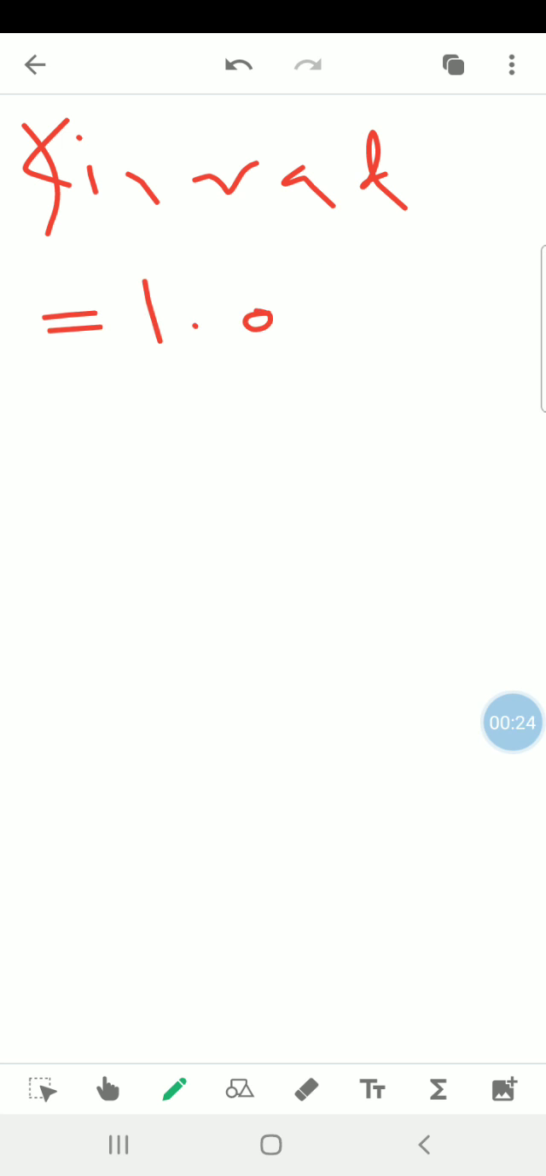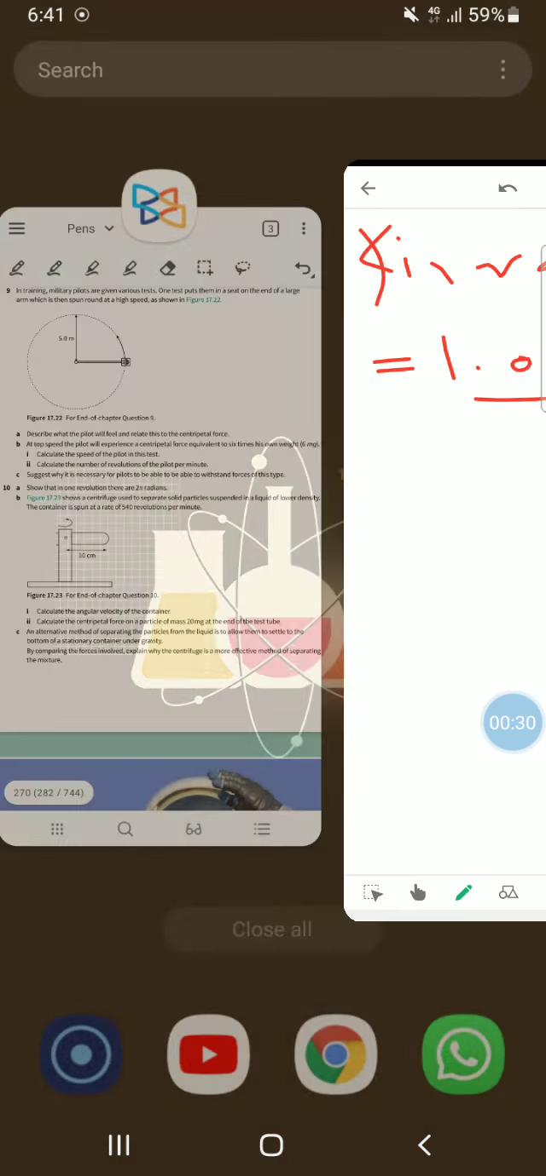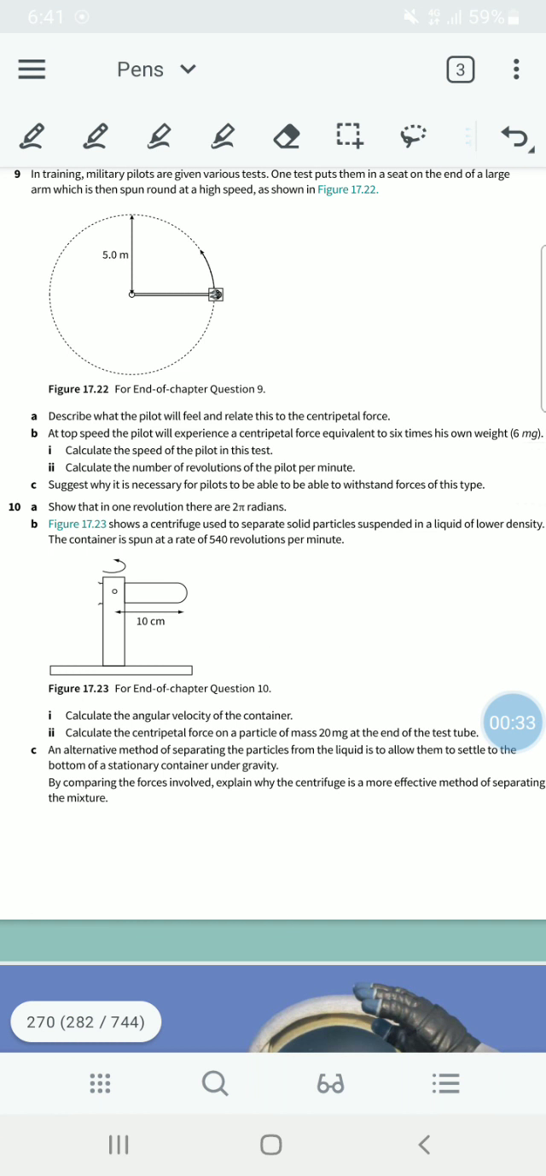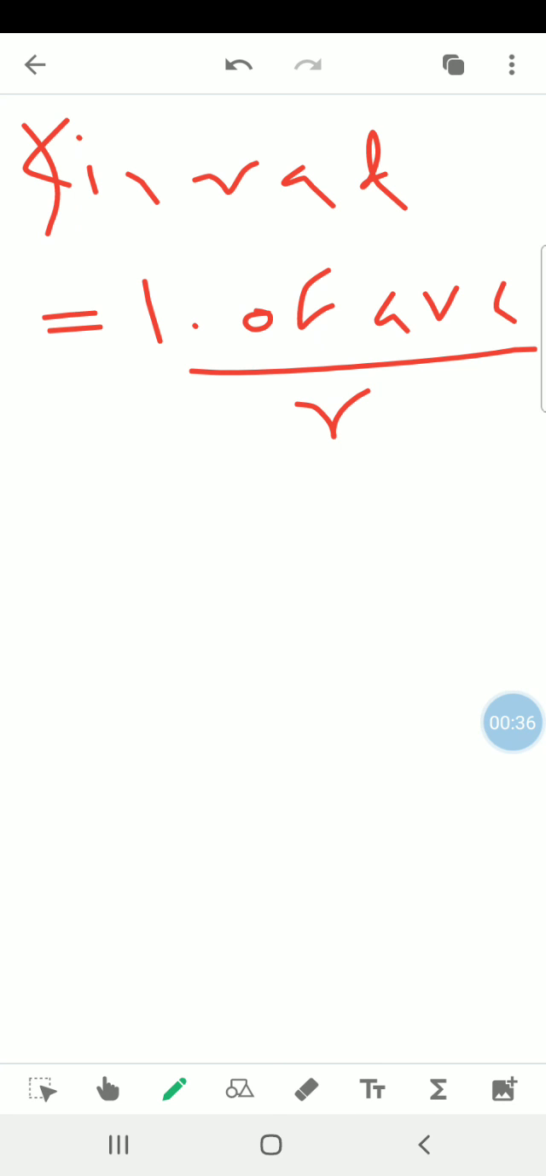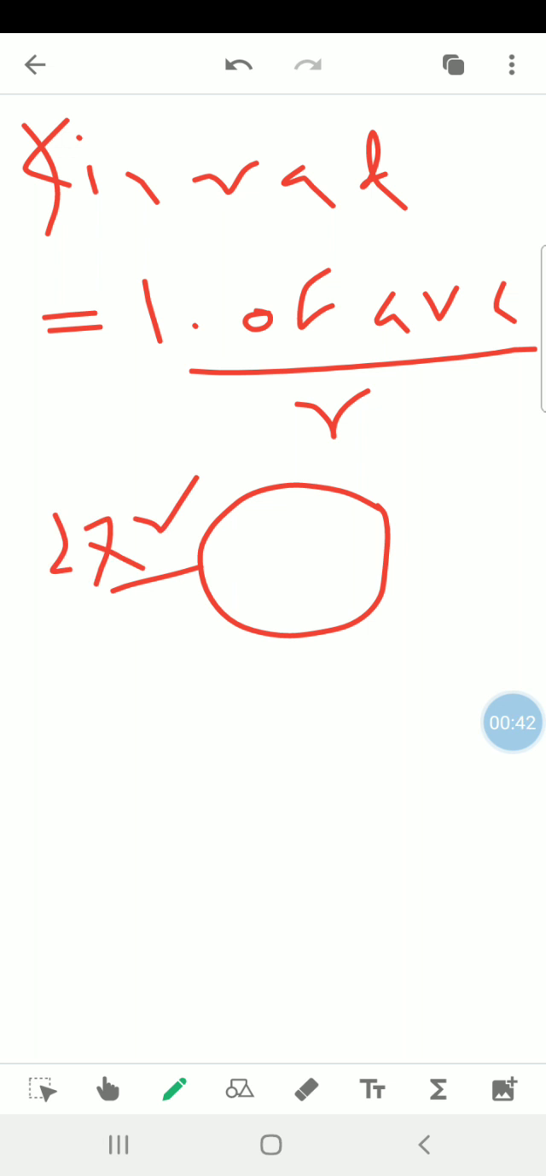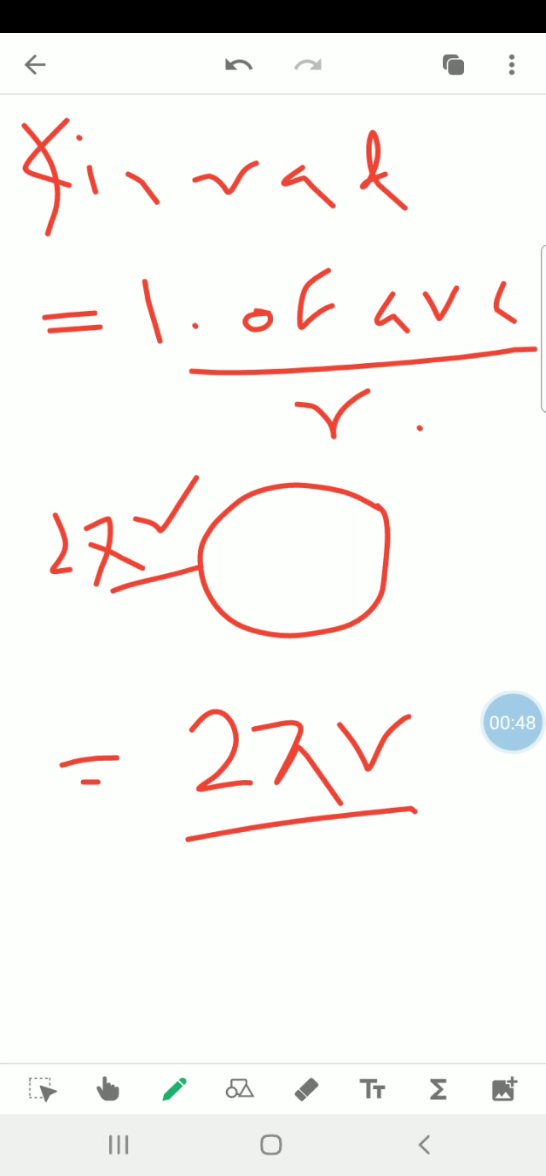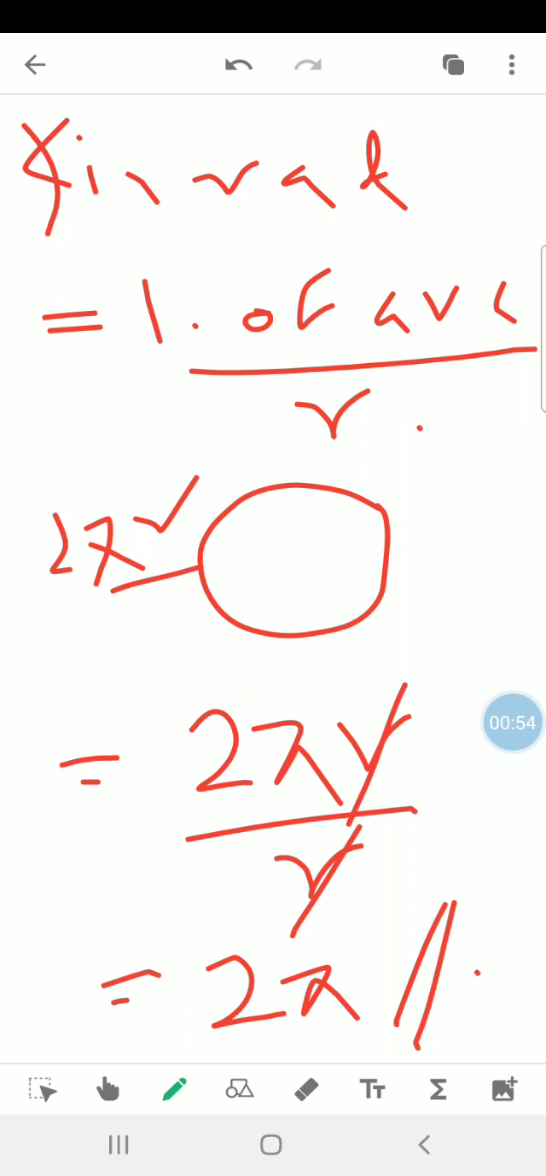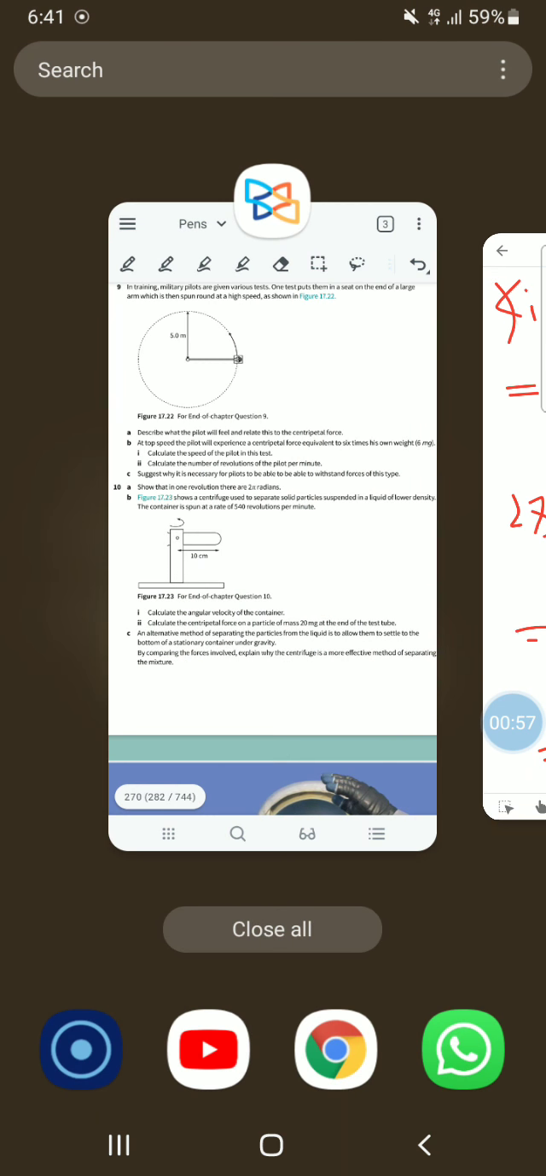Angle in radians is equal to length of arc divided by radius. Now they are asking us to show that in one revolution there are 2 pi radians. One whole revolution means the arc length is 2 pi r, right? So the angle is 2 pi r divided by r. Then r and r get cancelled out, and the angle in radians is equal to 2 pi. So that is quite easy.